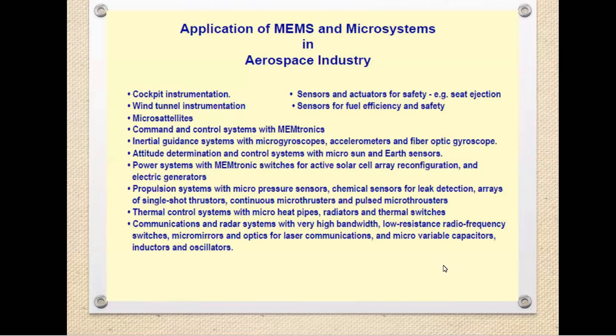So these are the applications in the aerospace industry, like wind tunnel instrumentation. There is a lot of automation in the aerospace and in automobiles, and we require MEMS and microsystems for all these things. There are a number of applications you can go through. There is no need to read these things.